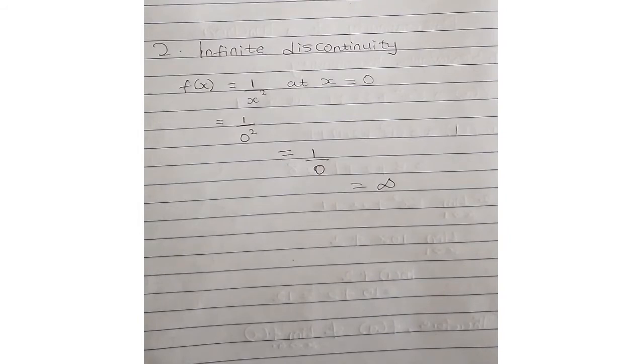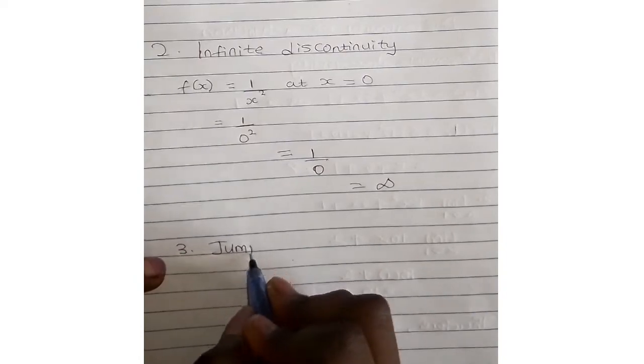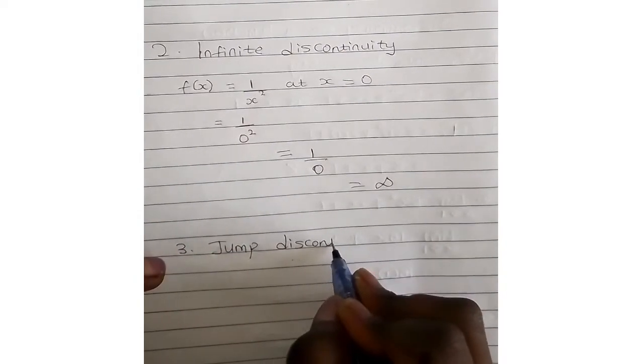So I'm going to go into the third type of discontinuity, which is the jump discontinuity. In this type of discontinuity, the right hand limit is not equal to the left hand limit, which is to say, if we're given a function and that function involves two equations, if the left hand limit is not equal to the right hand limit, that function is said to be a jump discontinuous function.